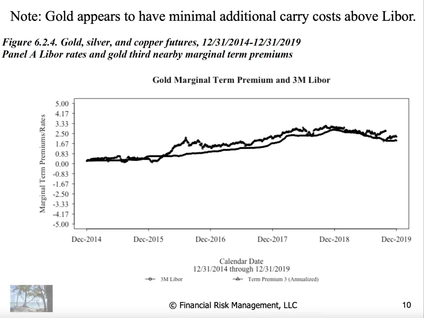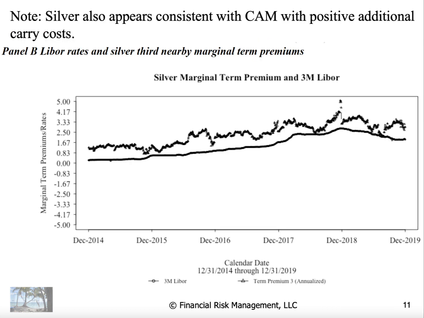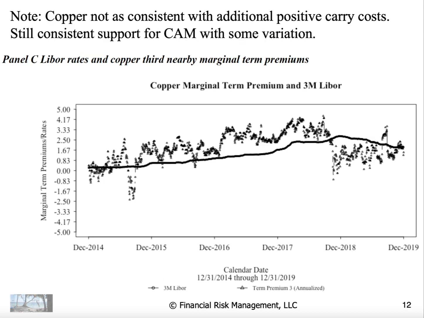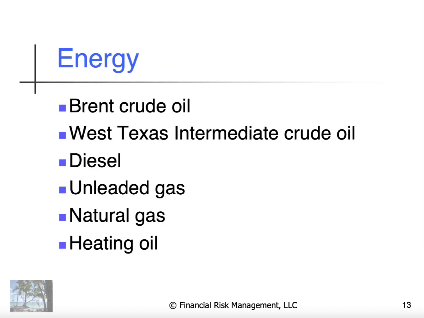If we look at just a 5-year window, 2014 to 2019, we see that gold generally reflects the LIBOR rate plus a slight additional carry cost. Silver has the LIBOR rate plus significantly more carry cost on average. And then copper goes back and forth, but doesn't deviate too far from the LIBOR rate. So clearly there's a relationship between the financing charge and the marginal term premiums, and the marginal term premiums trade within a very narrow range.